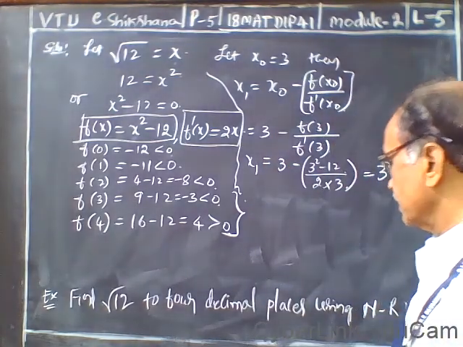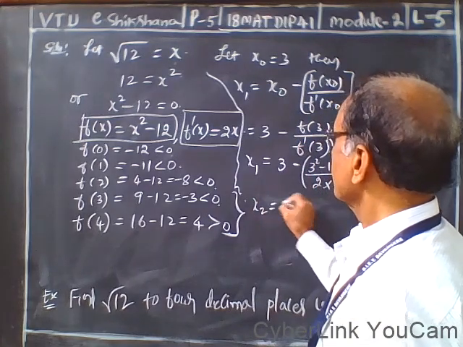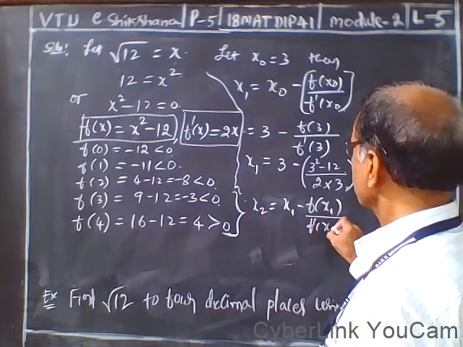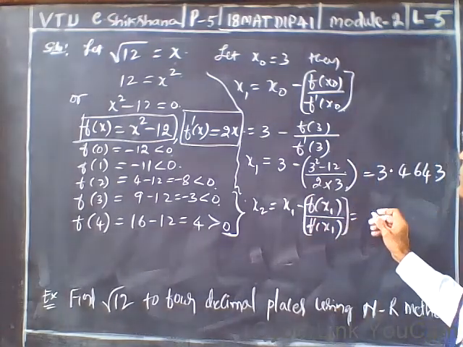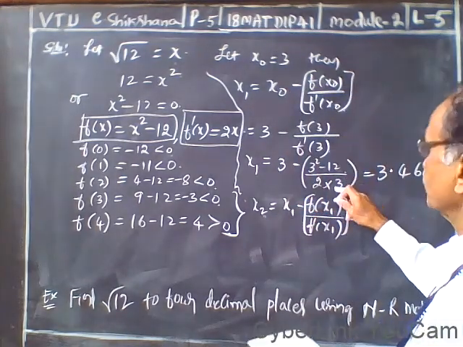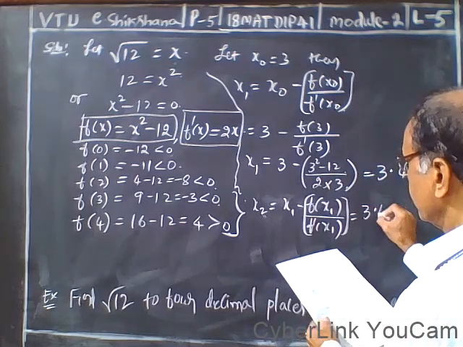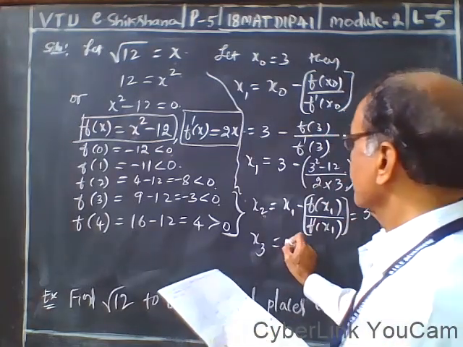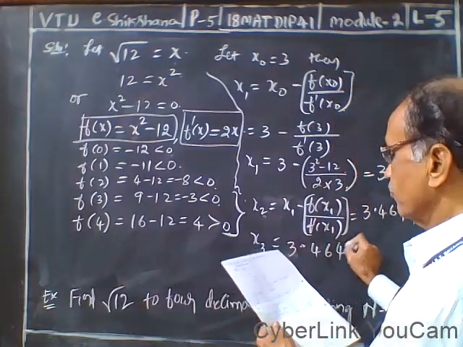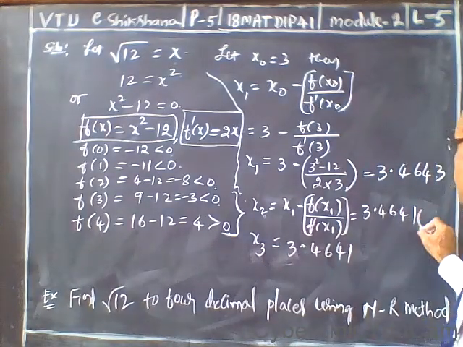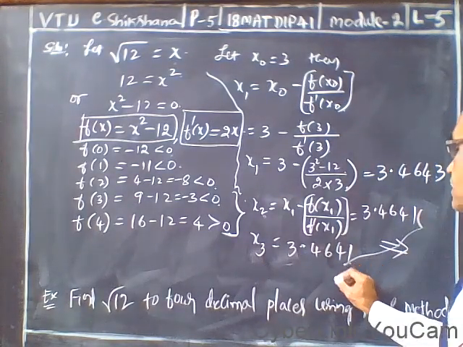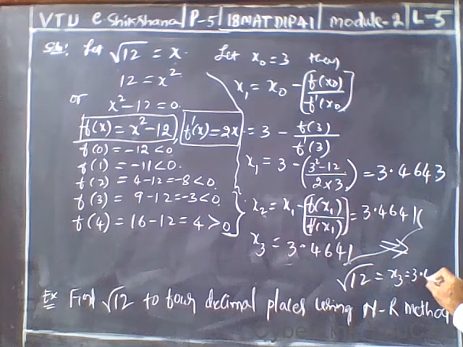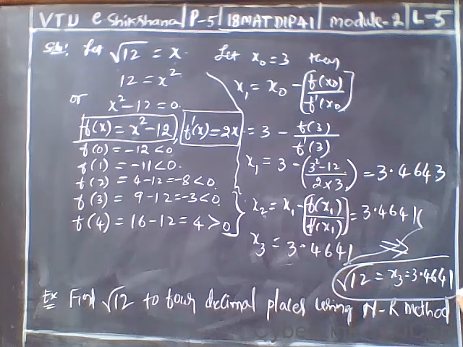Similarly, go for the second approximation, that is x2 is equal to x1 minus f of x1 divided by f dash of x1. This is x2, the second approximation, same type you write. X2 gives us 3.4641. Then x3, in the similar way you can calculate, is 3.4641. Here itself these two values are the same. This implies square root of 12 is equal to x3, that is equal to 3.4641 up to 4 decimal places.